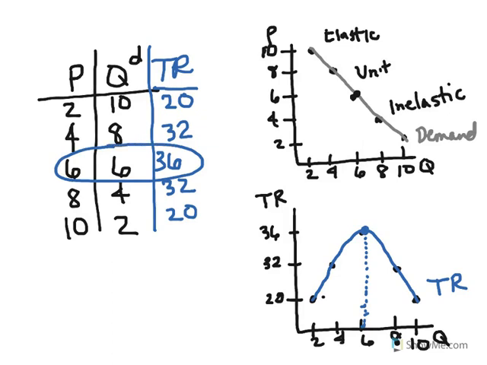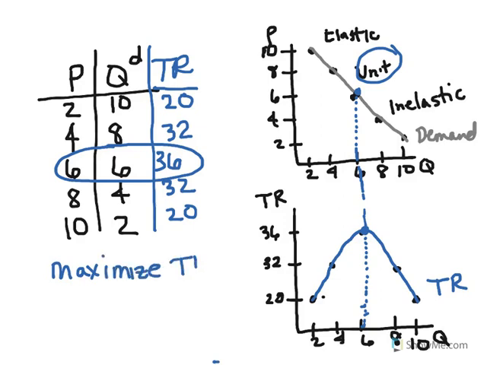Also notice that if I pull that up to my demand curve up at the top here, that corresponds with the unit elastic region of demand, right in the middle of my demand curve. So what that means is that a firm will always maximize revenues where demand is unit elastic. So a firm maximizes total revenue when demand is unit elastic.